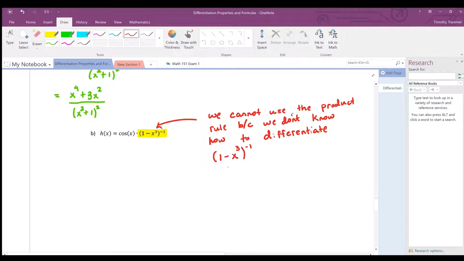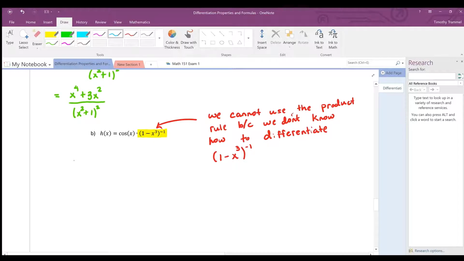Okay, so we know how to differentiate things that look like 1 minus x cubed, right? And we also know how to differentiate things that look like x to the minus 1. But when we combine these two functions in this way, right now we don't know how to differentiate this. We're going to need to wait towards the end of the week until we figure out how we can differentiate something that looks like that. So for now, we're stuck with the quotient rule.